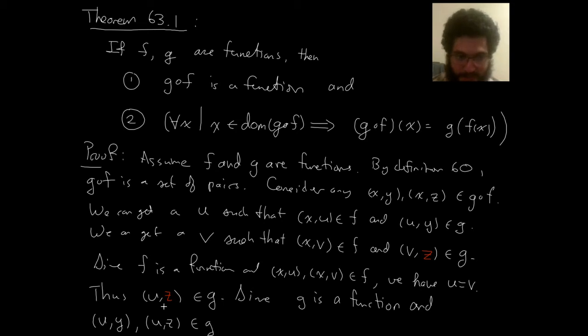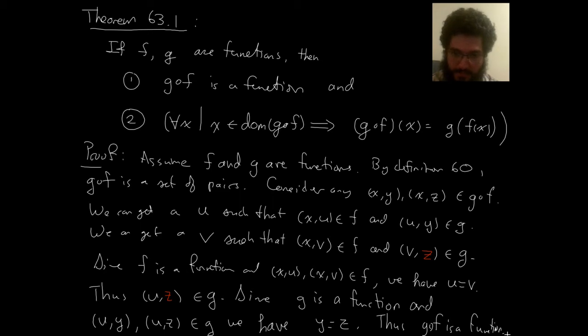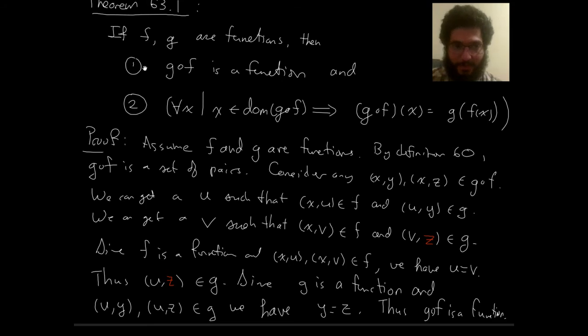So since G is a function, (u,z) is in G and (u,y) is in G, we have y equals z, which was the goal from the very beginning. So we considered any of these things in the composite, and we got y equals z. So thus, G composed with F is a function. All right, so that's the proof of part 1 here.